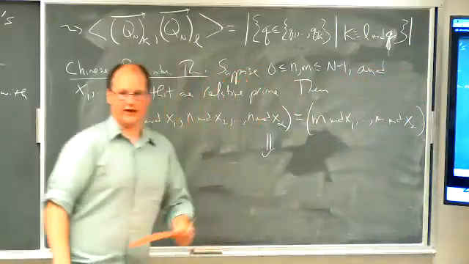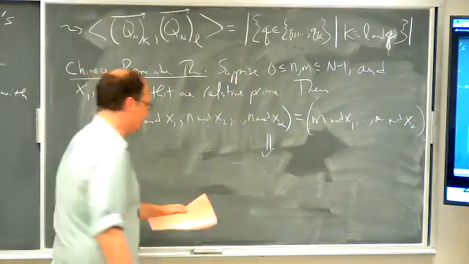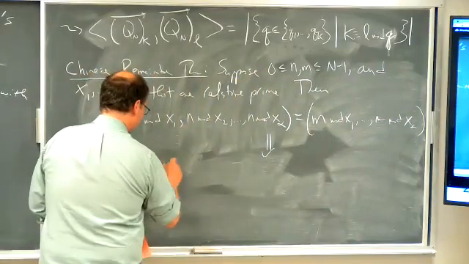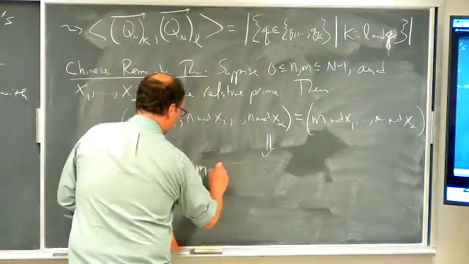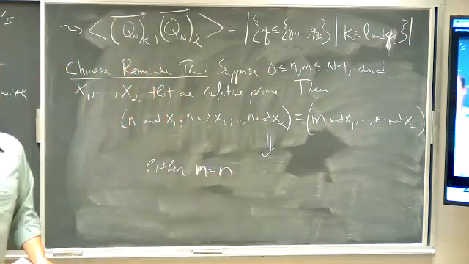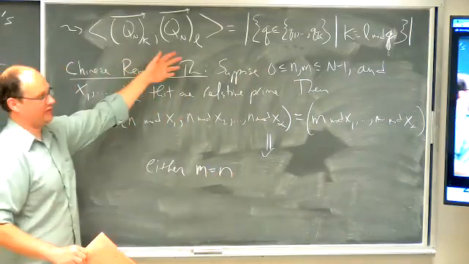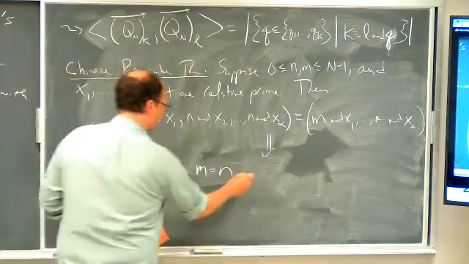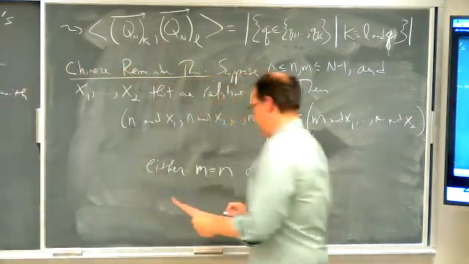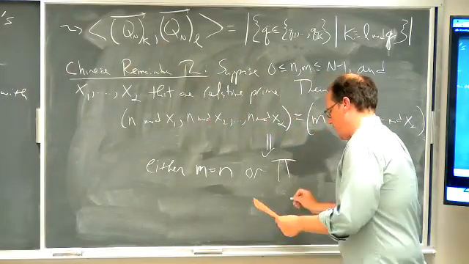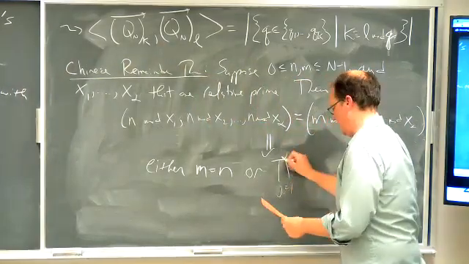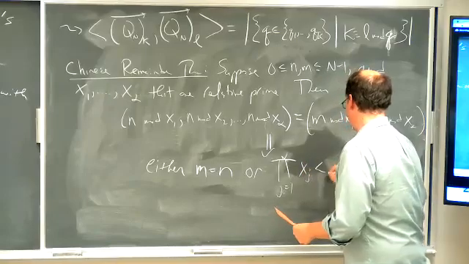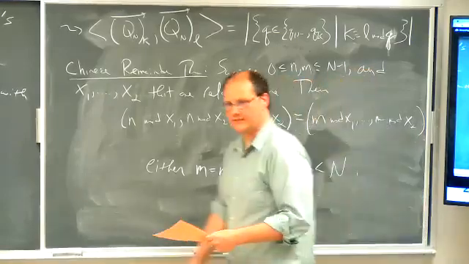Then one of two things has to be true. Either m has to be equal to n, which is something we've eliminated by assumption up here because k and l are not the same by assumption, or the product of these relatively prime values for which this happens has to be strictly less than n.